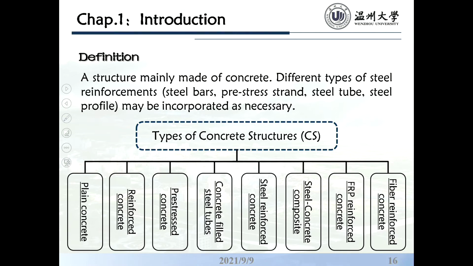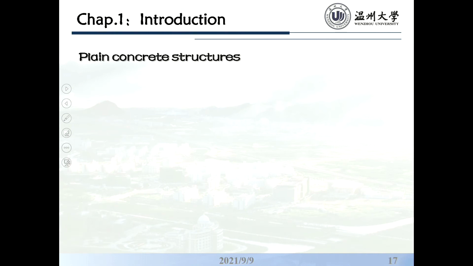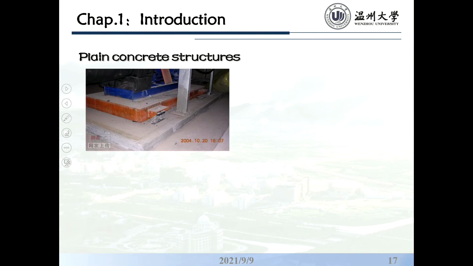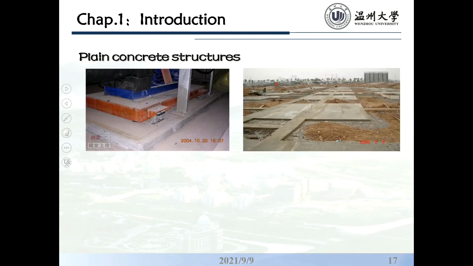Okay, that's to roughly know what plain concrete looks like. Plain concrete only has concrete, with no steel bar. So on which place do we use this type of concrete? For foundations, right? Like a building.